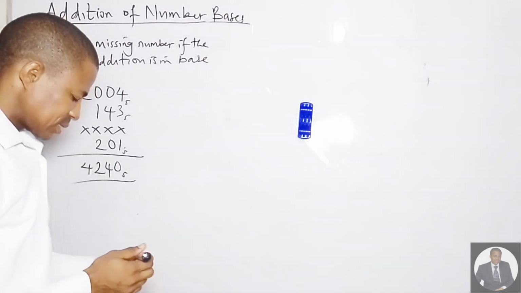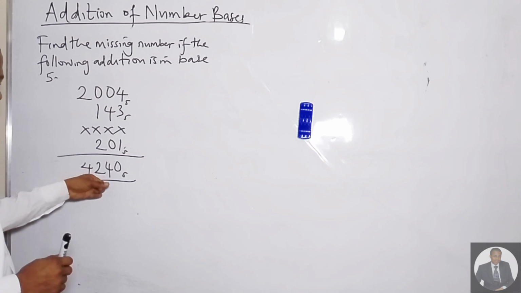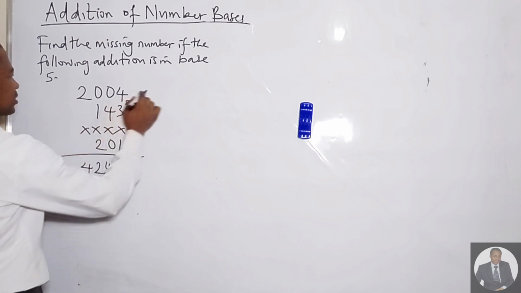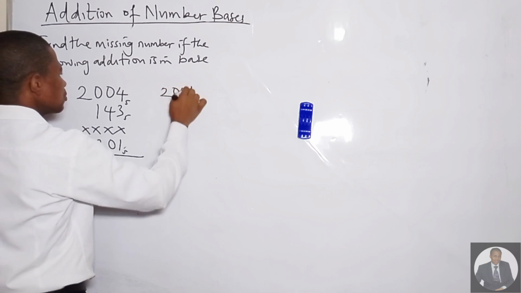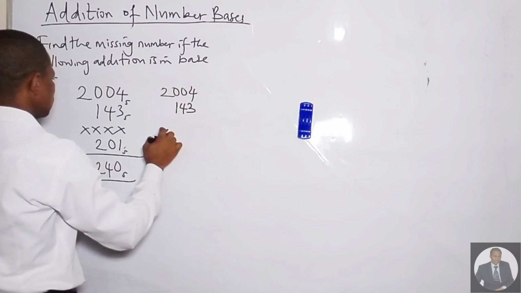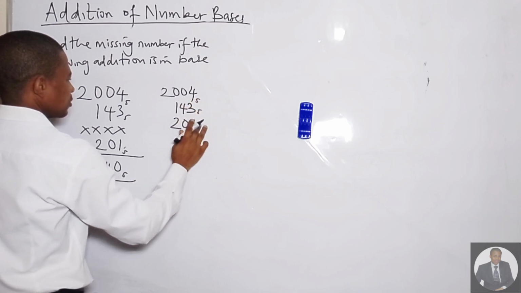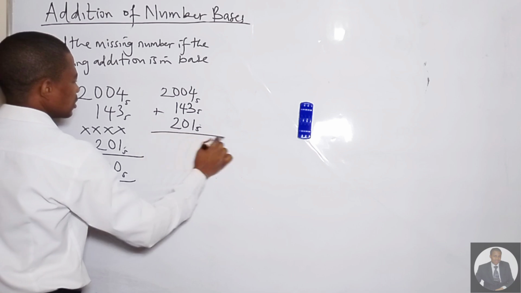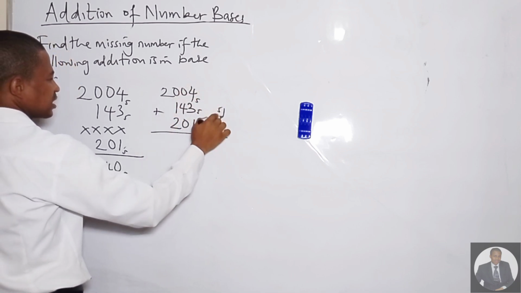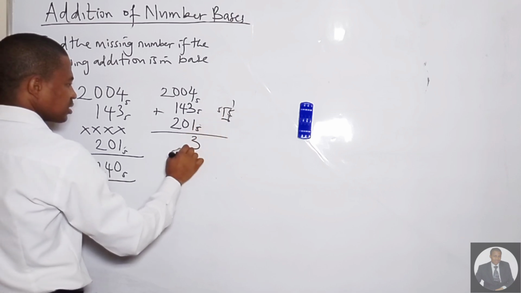We add all the numbers here, 1, 2, 3. Then we subtract it from the answer. Whatever we get, all in base 5, becomes our answer. So we say 2004, 143, and then 201, all in base 5. We add them together. 3 plus 4, 7 plus 1, 8. How many 5 is in 8? That's 1. What remains will be 3. So write what remains, 3.